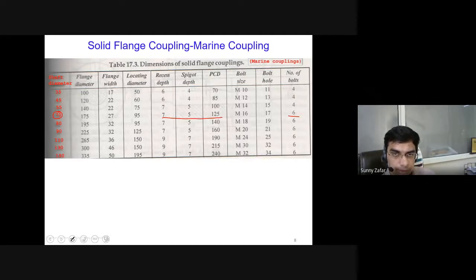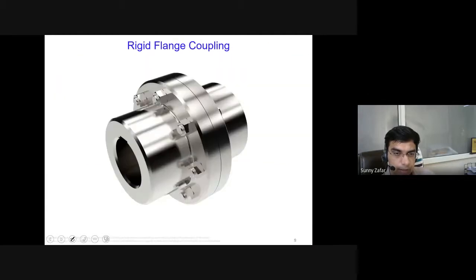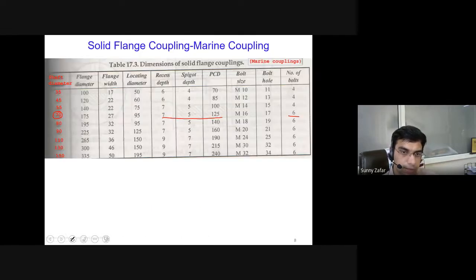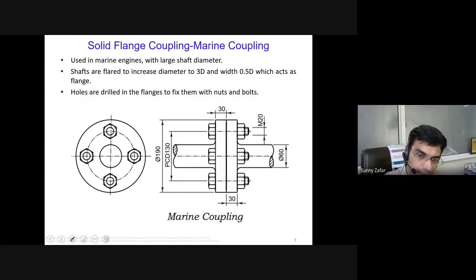So I move to the next type of coupling that I had not discussed in much detail. That was the rigid flange coupling. The previous coupling was the solid flange coupling. So here, the flange is basically part of the shaft. So the flange here and the shaft, it is one piece.